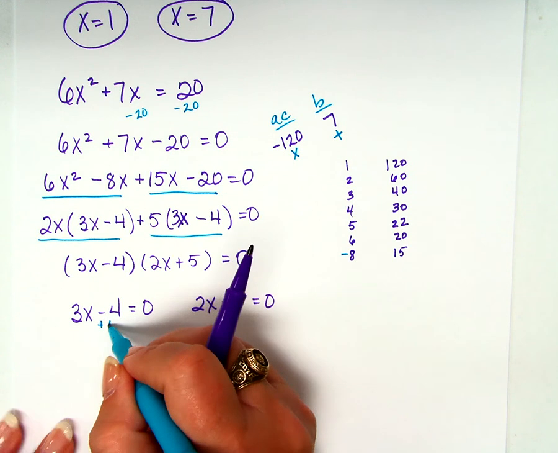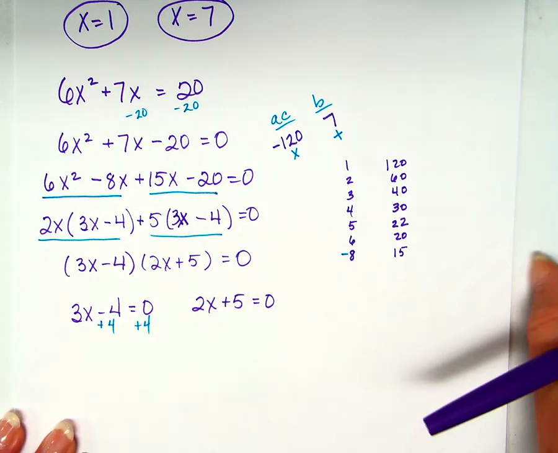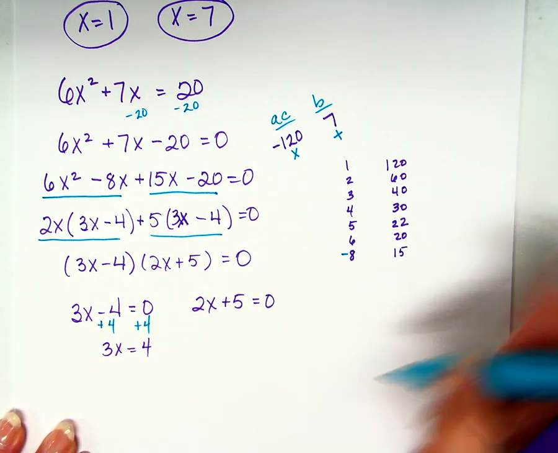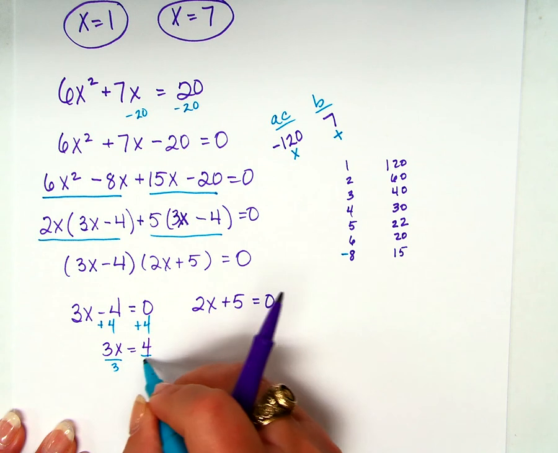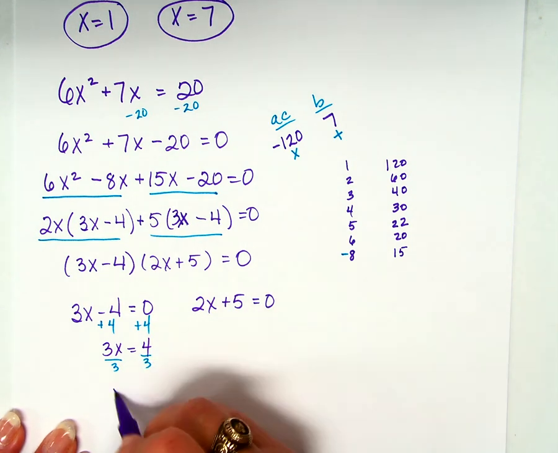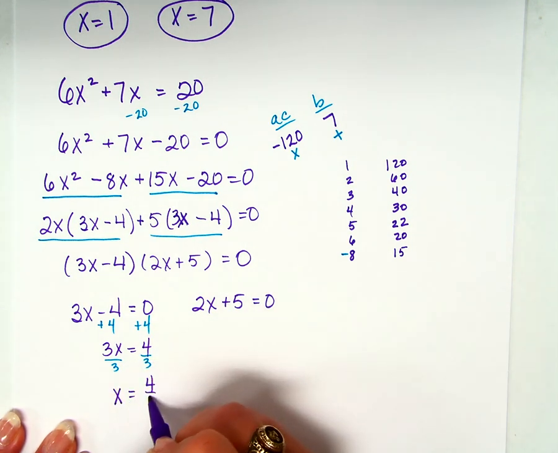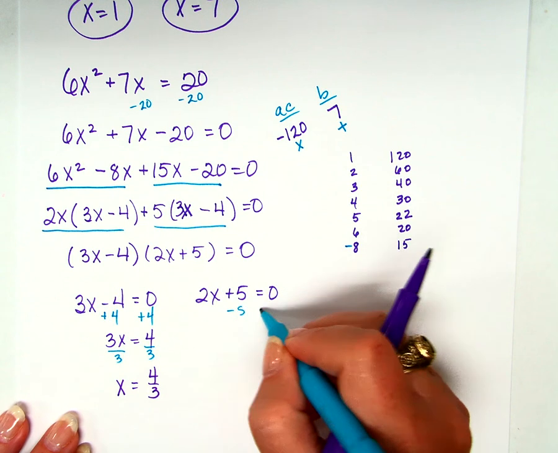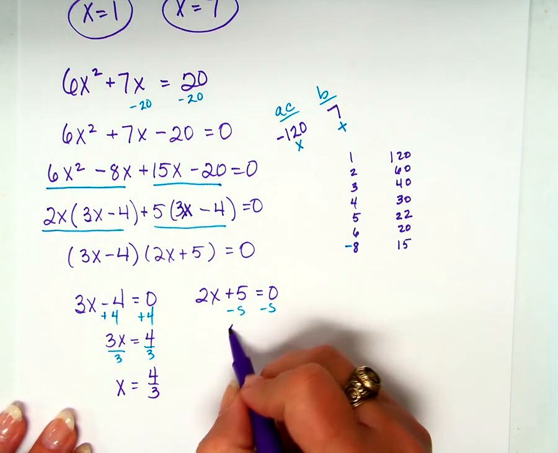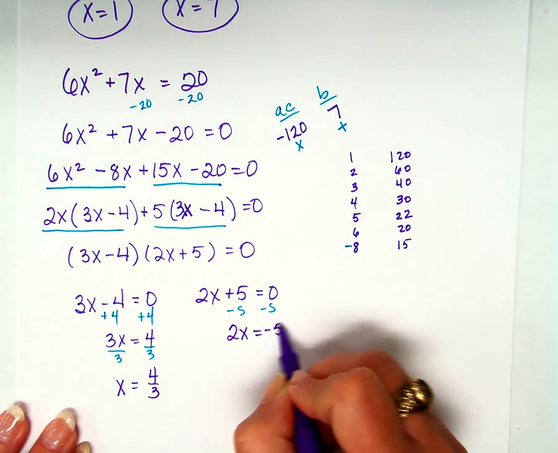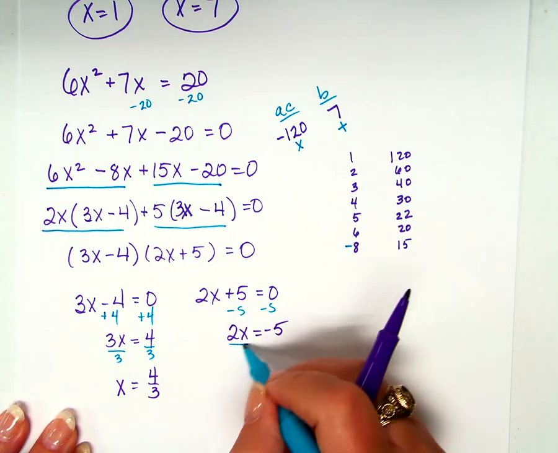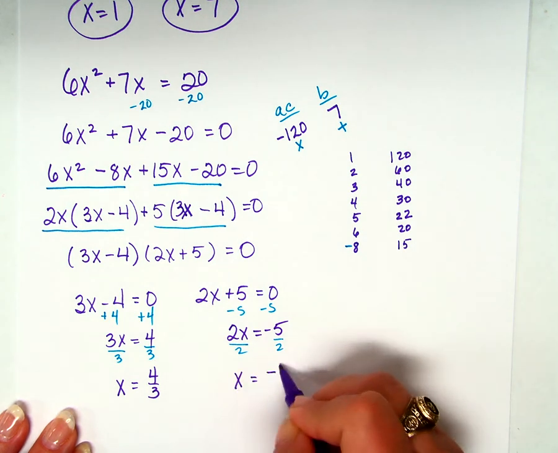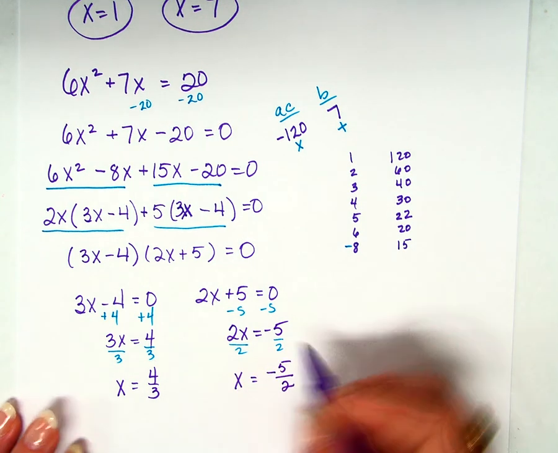So if I add 4 to both sides, I get 3x equals 4. And then if I divide both sides by 3, I get x equals 4/3. If I subtract 5 from both sides, I get 2x equals negative 5. And if I divide both sides by 2, I get x equals negative 5/2.